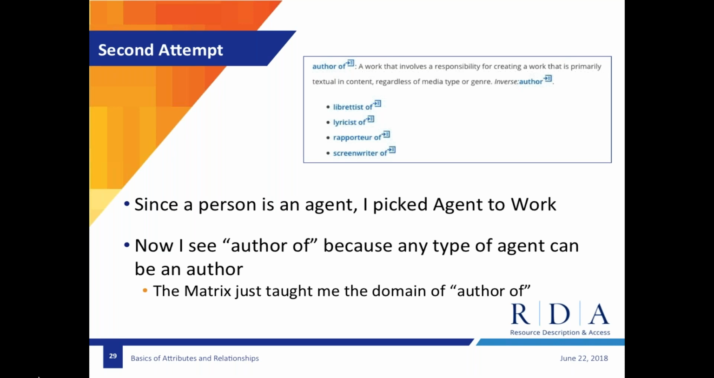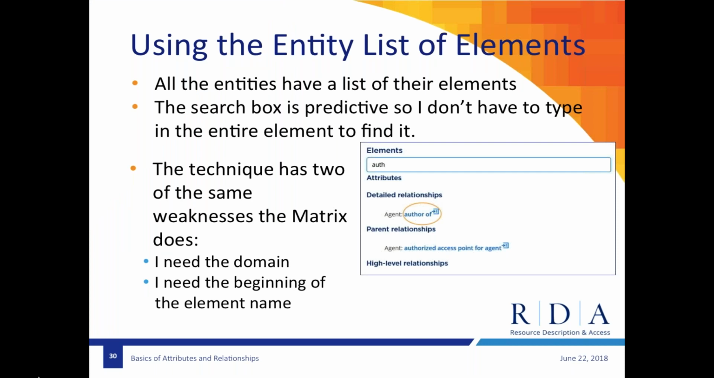So now I see that I've got author of here because the agent contains person, family, corporate body. So the matrix has actually taught me something. The matrix has taught me the domain of author of by my trial and error using the matrix, and next time I'll be a little bit smarter. So that's one way I can look for an element in the new toolkit.